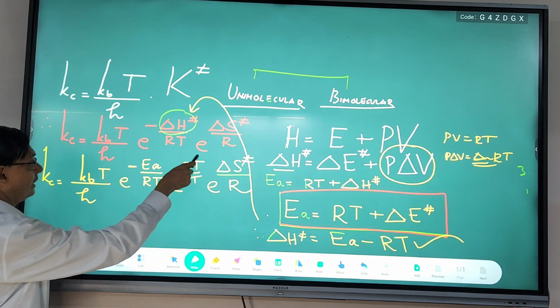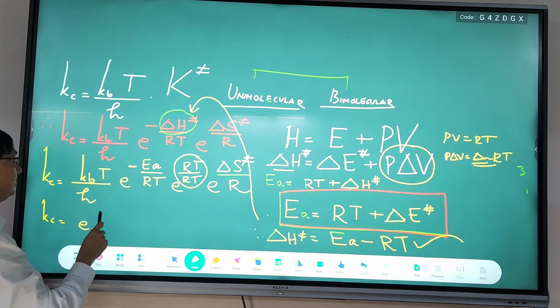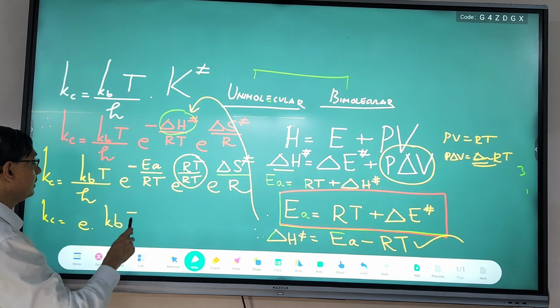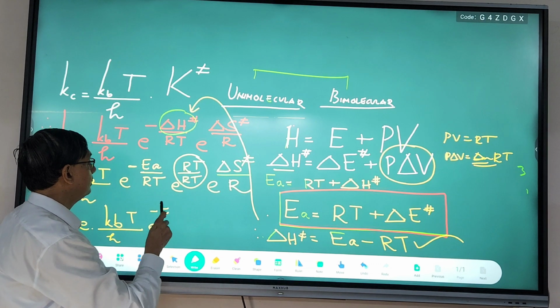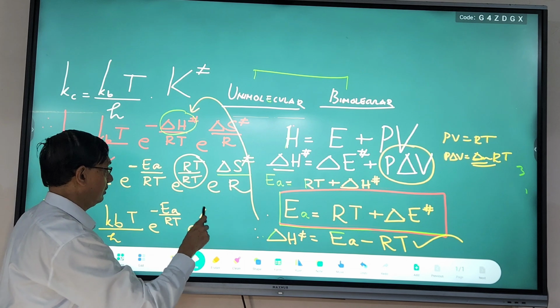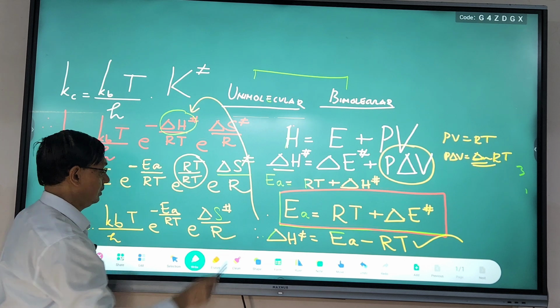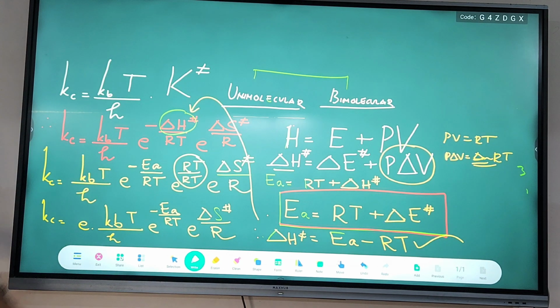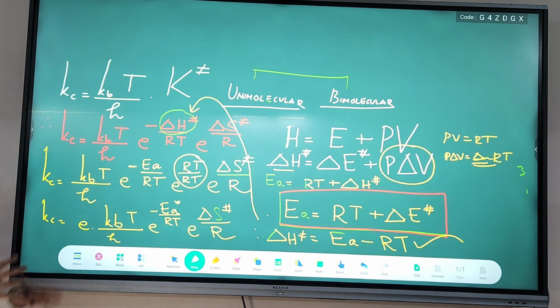So you can write this again. For unimolecular, I can write k = (kB T / h) e^(...), exactly the same. Now you can calculate the entropy of activation using the Eyring plot also, because if you perform some experiment, k1 and k2, you can very easily calculate the energy of activation like that. So you can calculate the delta S.